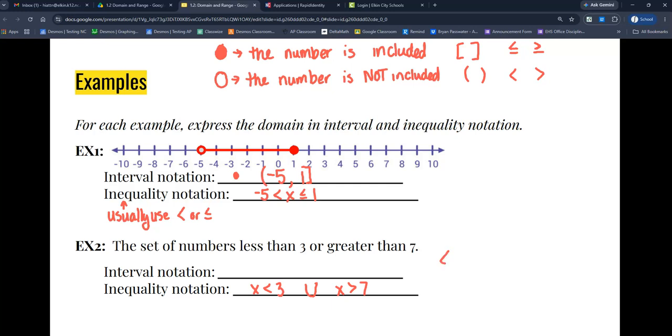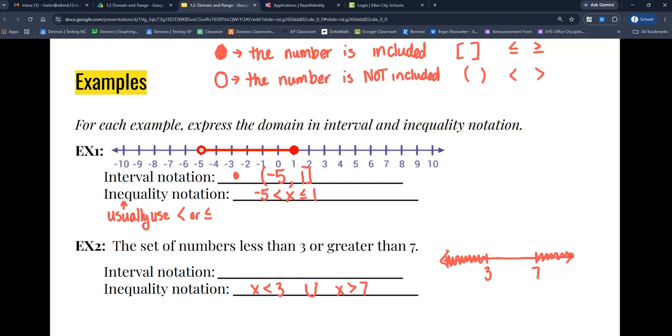Okay, let's think about what that looks like on a number line. We got 3 is right here. We got 7 is right here. We're talking about everything below 3 and everything greater than 7. So this time we're talking about like not between 3 and 7, right? But sort of like apart from 3 and 7.